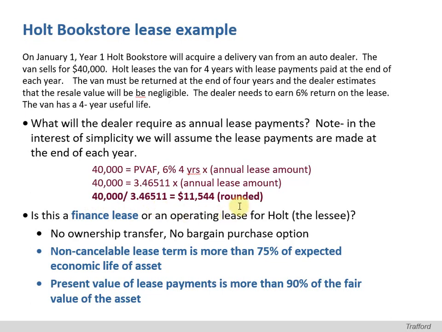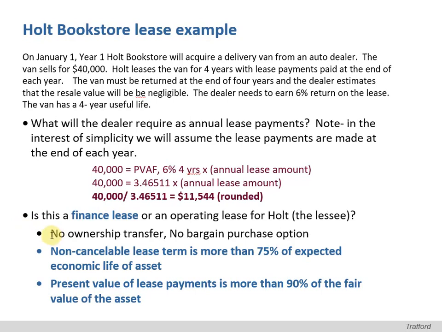So just doing the math, we come up with an annual lease payment of $11,544. If Holt makes 4 payments of that amount at the end of each year, the dealer will get their $40,000 back and have interest at 6% compounded annually. Alright, let's take a look at the second question here, and hopefully you came up with the same answer I did. This would indeed be a finance lease for Holt, the lessee in this case.